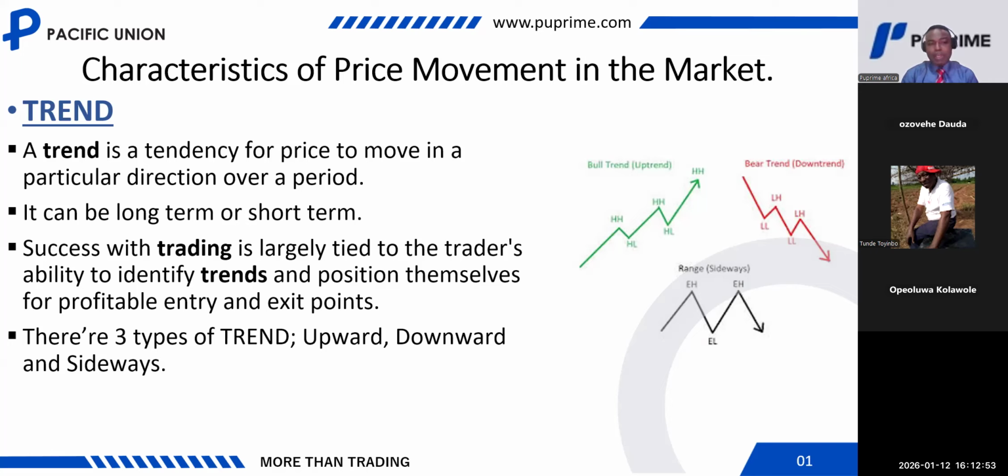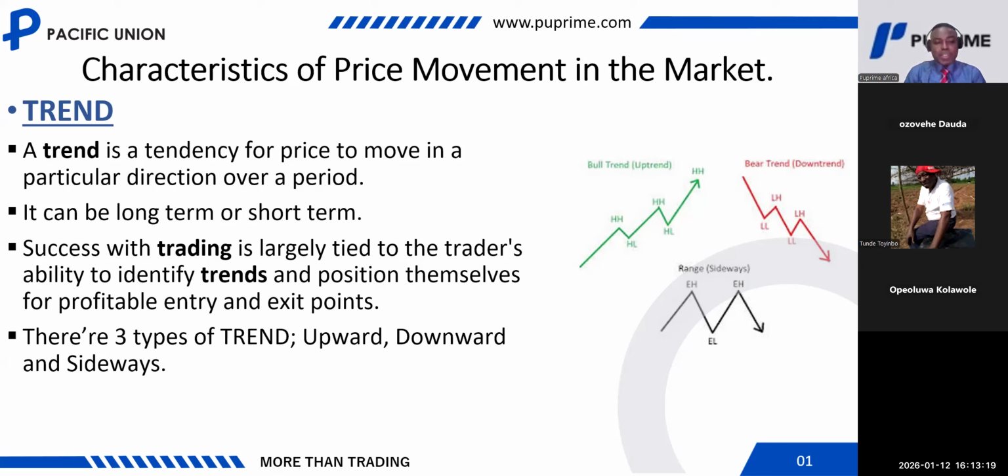Now, trend can be long-term or short-term. Long-term talks about price in a particular trend where price can go in that direction for a long period of time, maybe for months or years. That is a long-term trend. Or it can be short-term. Short-term talks about trend moving in a particular direction for a few minutes, a few hours, a few days, or sometimes a few weeks. That can still be tagged as short-term.